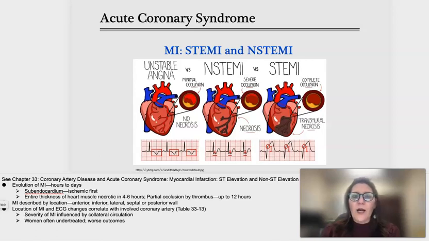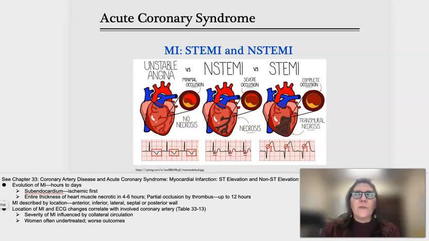The way that we describe an MI is whether it's anterior, inferior, lateral, septal, or the posterior wall, because you want to know where the heart is affected, because that will tell you what else will be affected, because we know what each area of the heart does. So the location of the MI and the EKG changes correlate with the involved coronary artery. Like you've learned about the PQRST rhythm, all of them mean something. The P wave means something. The QRST means something. So all of those have a meaning of where that happens in the heart. And so if you have an MI, you would see those affected.